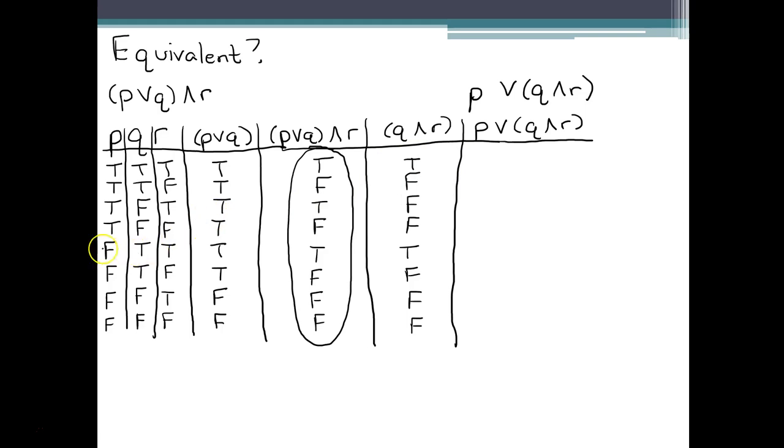Okay, so P column's way over here. True or true is true. True or false is false. True, not false. Sorry about that.